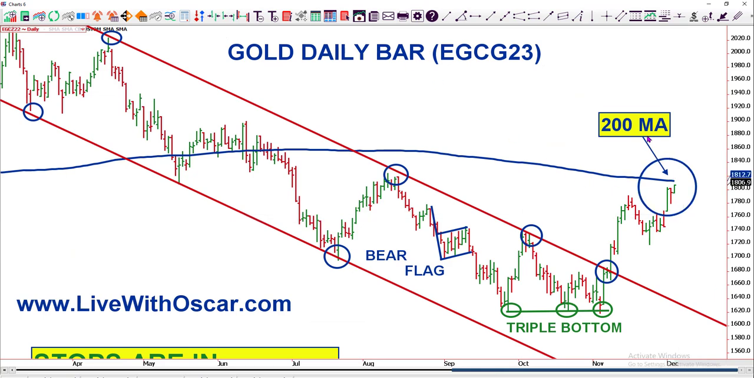Now, you would look at this gold chart and say, well, Oscar, that's the 200-bar moving average looming just ahead. Are you crazy? You know Wall Street watches that. Why would you tell us the gold's going up? Well, let's just look at the whole chart.